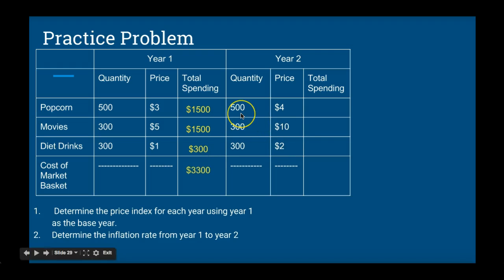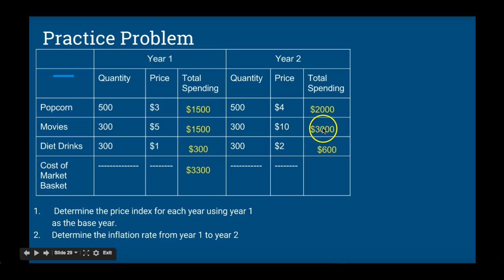Now for year 2, I have to do the same thing. I have to multiply across. So 500 times 4 will give us total spending of 2,000. 300 times 10 will give us total spending of 3,000. 300 times 2 will give us total spending of 600. And then I have to add them all up to get the cost of my market basket.